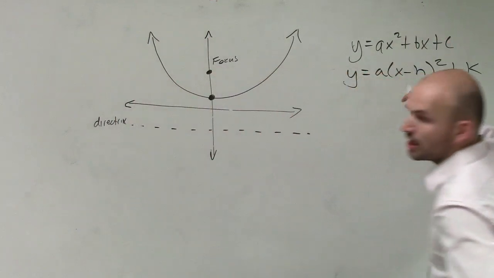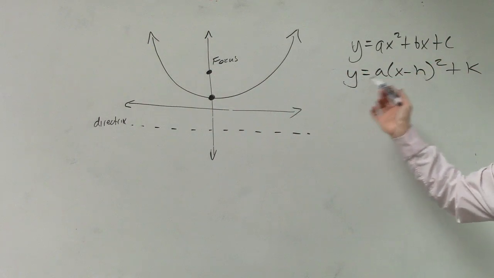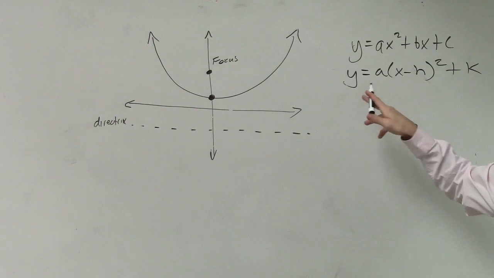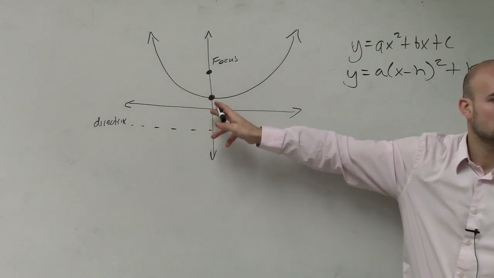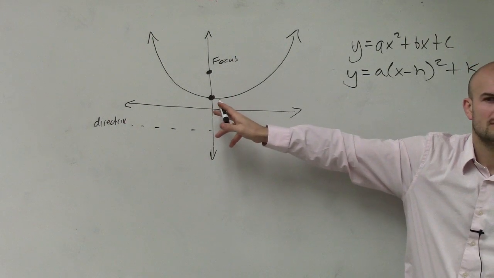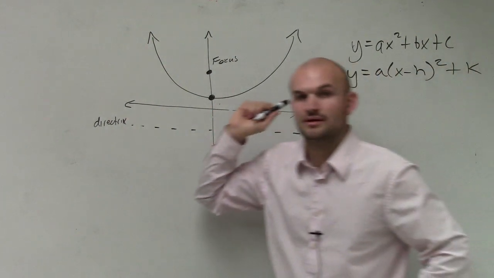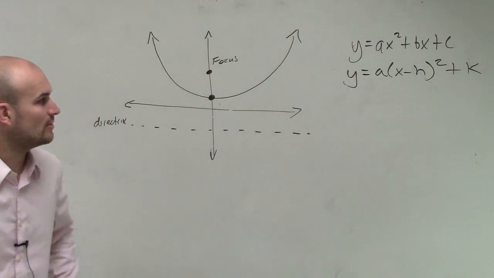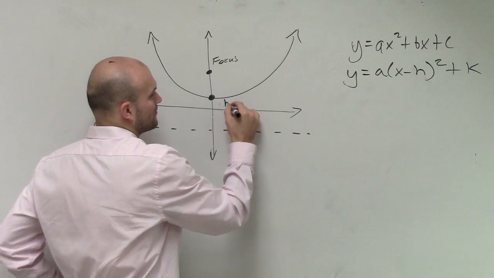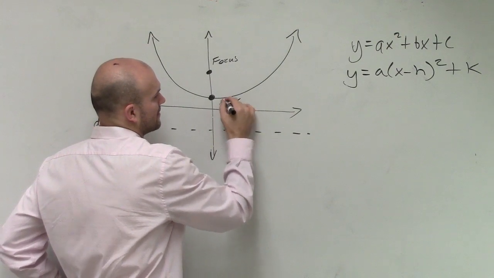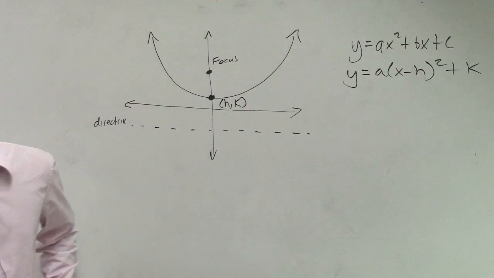Now, from our vertex form, does anybody remember what the vertex was? What point was this? It's in the formula. K was part of it. K dealt with the y coordinate and h. So this is what we call h, comma, k. That was your vertex, and that's going to remain the same.